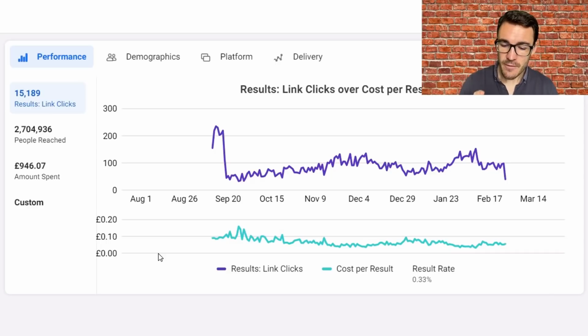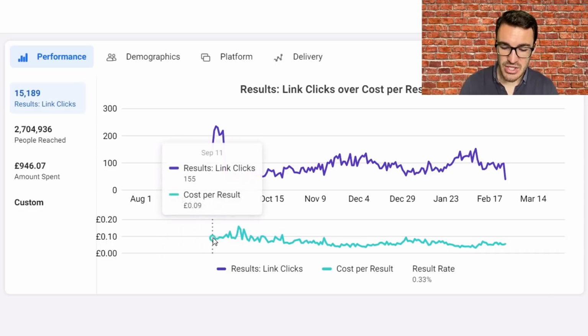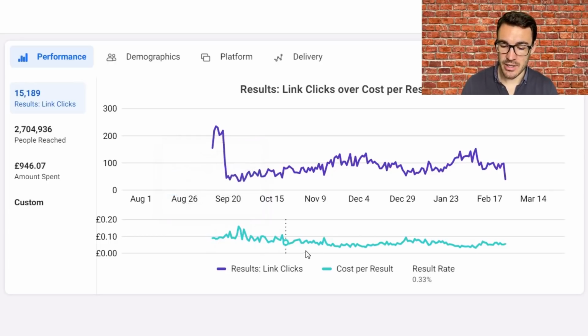So, firstly, the starting cost per result, and our result in this case is link clicks, as you can see, is quite a bit higher than what it ends up settling as, right? Not only is it quite a bit higher to begin with, the fluctuations are also significantly larger and the spikes at the beginning. Why is that? Two things. A, the learning process. You are seeing Facebook's learning process in action there.